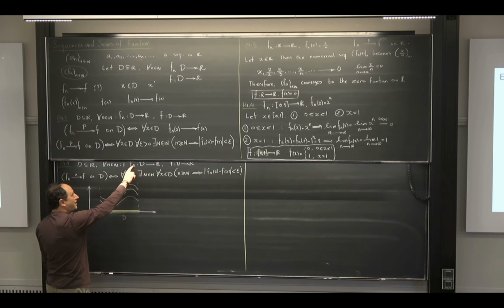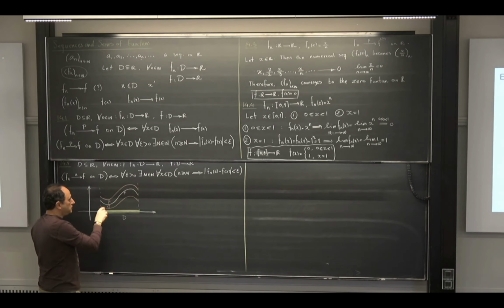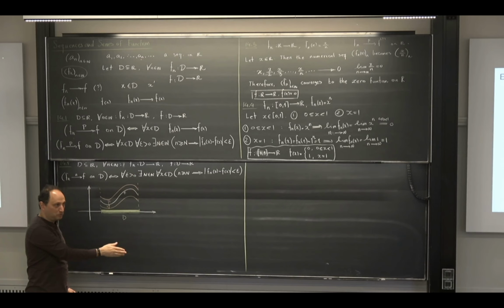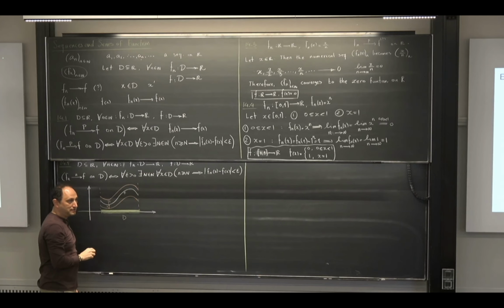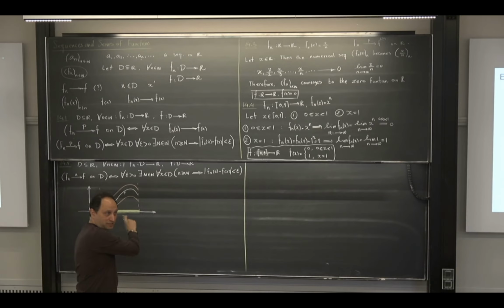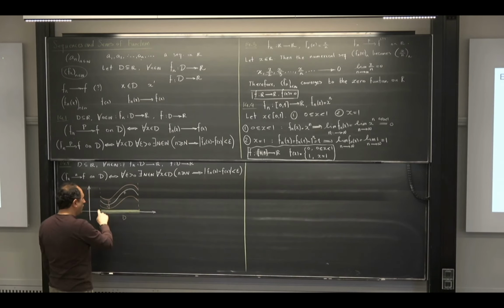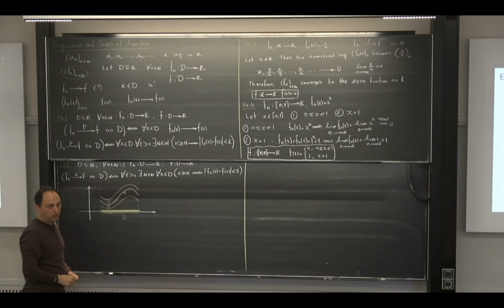If the graph of all of them lies in this band from some index onward, maybe some of them stick out from this band in the beginning, but from some index onward everyone remains in this band, for every epsilon, not just this epsilon, no matter how small the epsilon is, then it means that the sequence of your functions converges uniformly to this function f. Is that clear? So that's the idea.